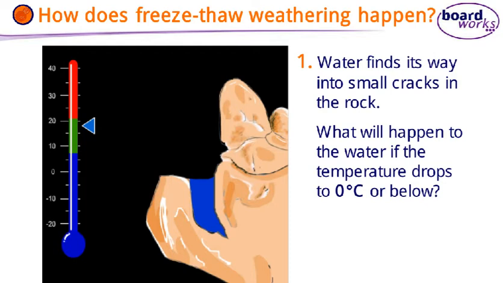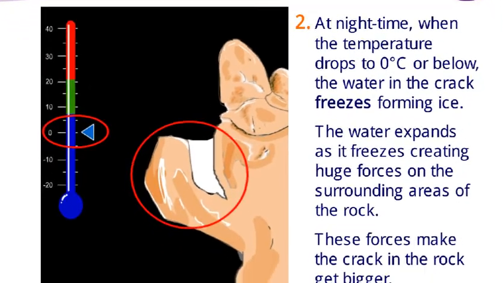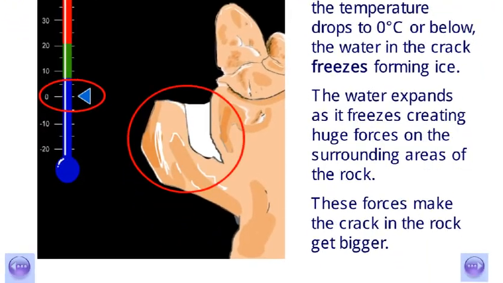Water finds its way into small cracks in the rock. What will happen to the water if the temperature drops below 0? Exactly, it's gonna freeze. At night time, when the temperature drops to 0 degrees or below, the water in the crack freezes, forming ice. The water expands as it freezes, creating huge forces in the surrounding areas of the rock. These forces make the crack in the rock get bigger.